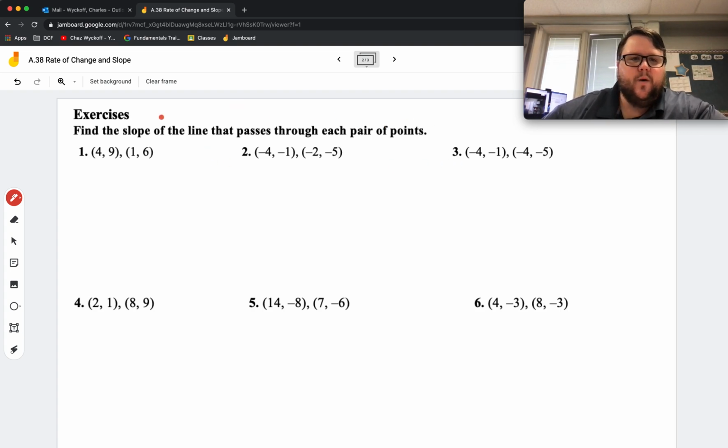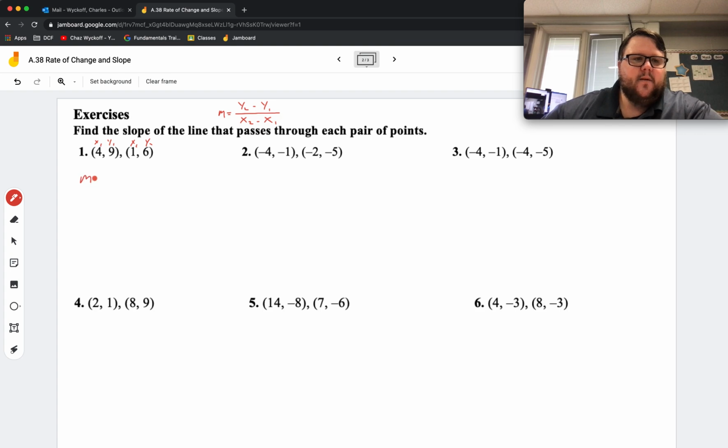So first thing I want to do is I'm going to write my equation up at the top. M, my slope, equals y2 minus y1 over x2 minus x1. It's always going to be the same. So I'll label this point for us. 4, 9, we're going to say that's x1, y1. And 1, 6 would be x2, y2.